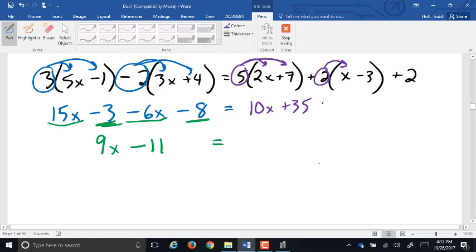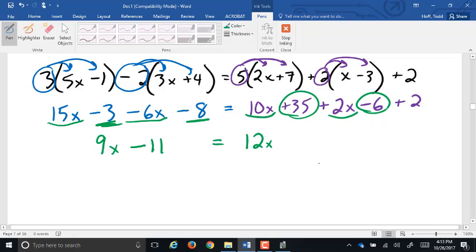2 times x, 2x. And 2 times negative 3, minus 6. And we also have a plus 2 there yet. So combining on the right side, we have 10x and 2x make 12x. Positive 35 and negative 6 make 29, and then plus 2 is plus 31.